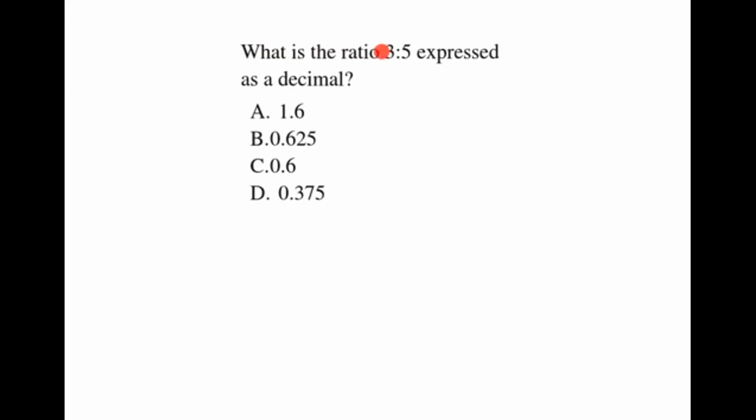What is the ratio 3:5 expressed as a decimal? Solution. First, let us write this ratio into fraction. It will be 3/5.